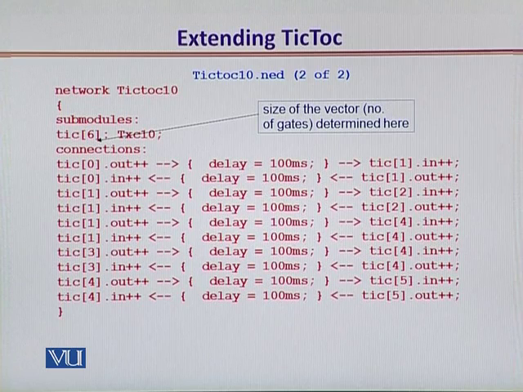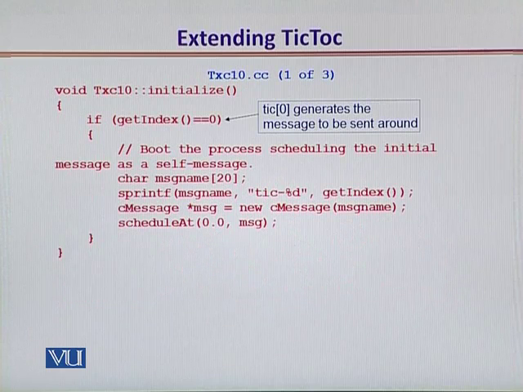Now, here it is a mundane job, but it has to be done anyways, that we are going to establish links between each out gate to another in gate. Here, we are hard coding it in a way that tick 0 out gate is connected to tick 1 in gate. Tick 0 in gate is connected to tick 1 out gate. And as you see, the delay parameter is set to 100 milliseconds for all these connections. Now, we go to the C++ file.